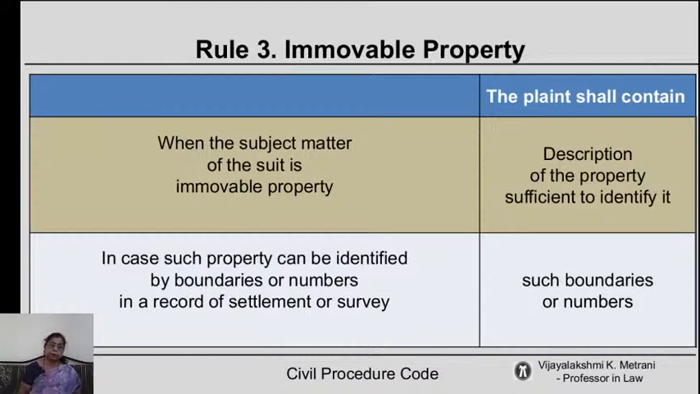What is immovable property? Immovable property is a property which is defined under the Transfer of Property Act and also under several acts. Immovable means fixed property, sthira svattu.